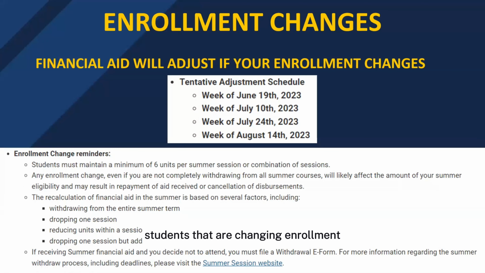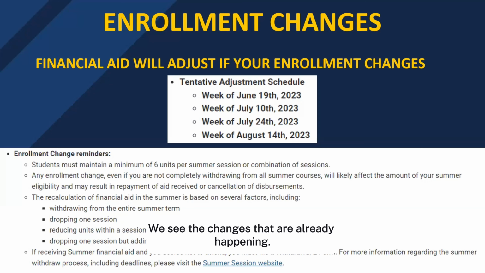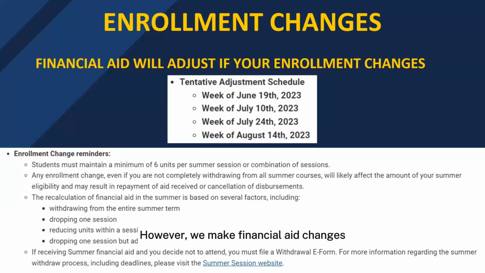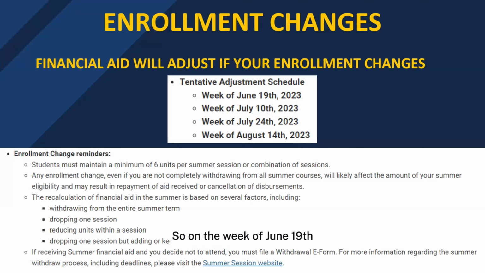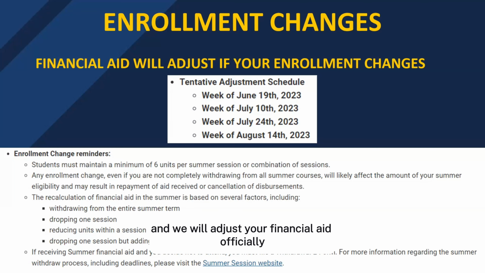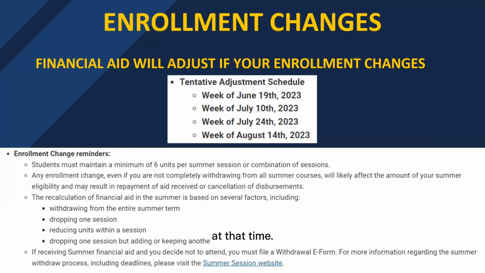Students that are changing enrollment, keep in mind, we see it. We know that it's happening. You do not have to contact us to tell us, oh, I'm taking more units in session 1 than I am in session 2 now. Oh, I dropped session 1, I'm only doing session 2 now. We see the changes that are already happening. However, we make financial aid changes on these weeks that you see here. So on the week of June 19th, we will go in and we will adjust your financial aid officially based on the number of units that you are enrolled in at that time.